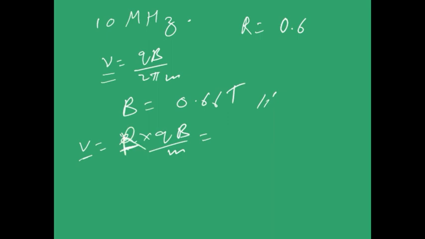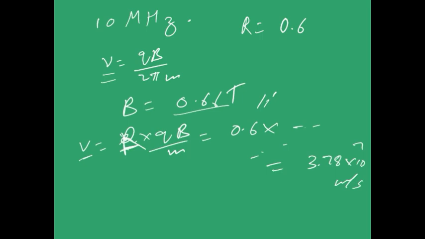So you got it. And put the R is 0.6 here, and you know the charge, you know the magnetic field, you calculated it here, and mass is 1.67 into 10 power minus 27 kg. Put all the numbers, you will get the velocity to be 3.78 into 10 power 7 meters per second.